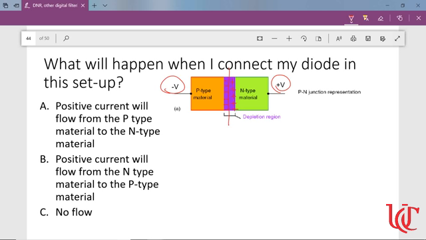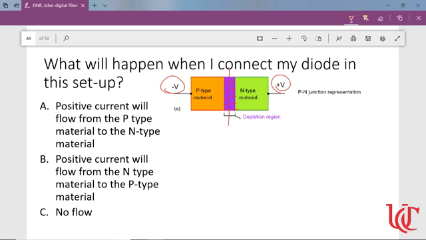Okay, how many people say C, no flow? Okay, how many people say B, positive current from N to P? How many people say A, still positive current? Now, a lot of people did not vote. Okay, for those of you who said no flow, why?